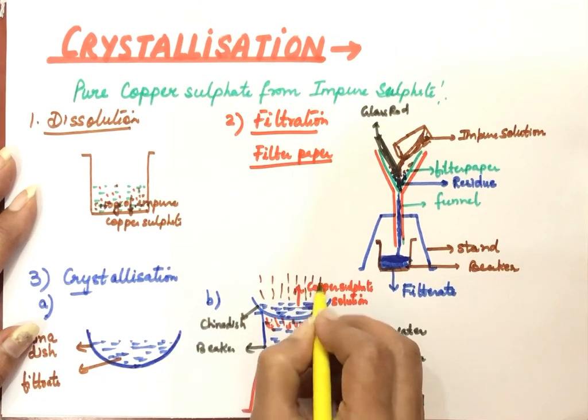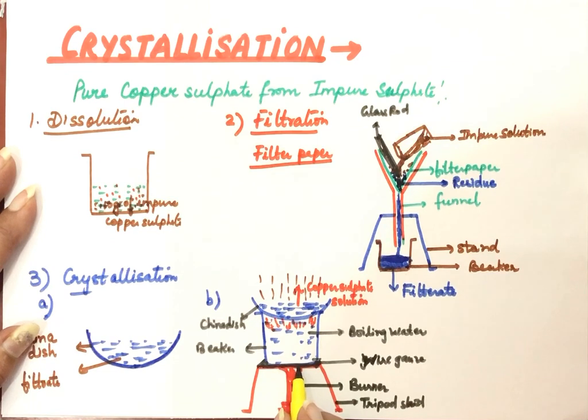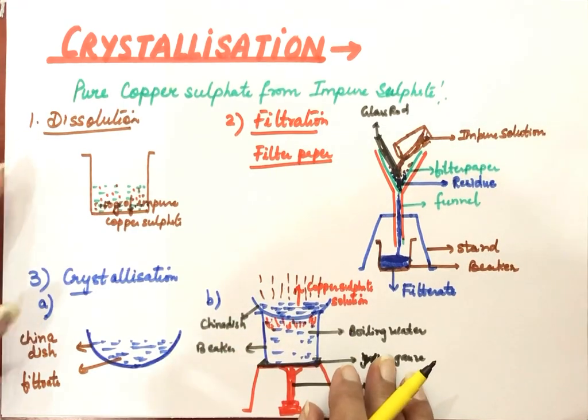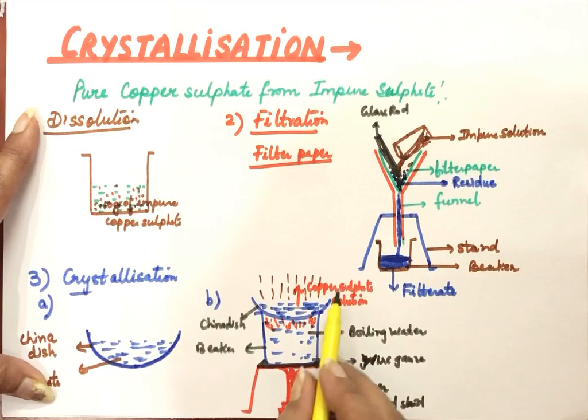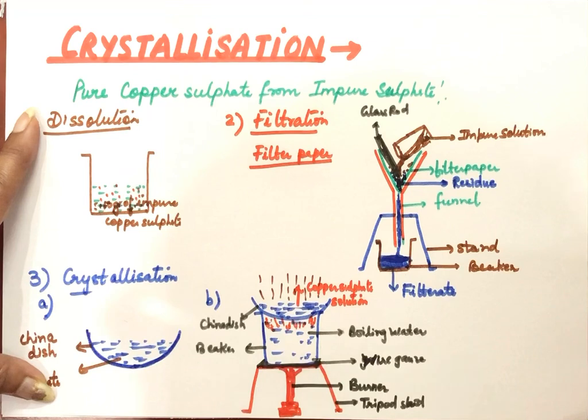So now the question here is, why are we not keeping the china dish directly on a flame? First of all, we are heating water here, and the heat of the water we are transferring to this solution. This method of heating is called indirect heating. Direct heat we are not giving, we are giving indirect heat. The reason for this is that copper sulfate can decompose on heating. If we have direct heating, then this copper sulfate can decompose. So those substances which can decompose on direct heating, for these substances we use indirect heating.